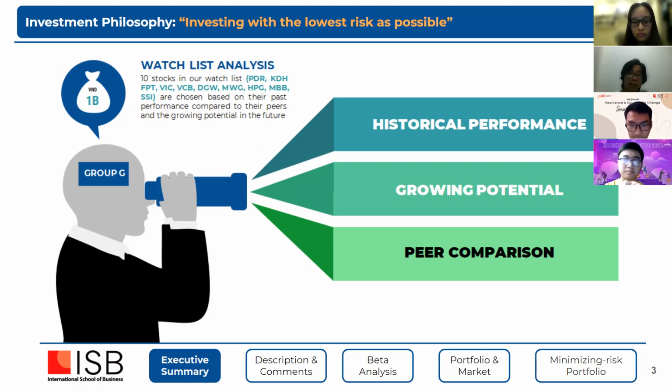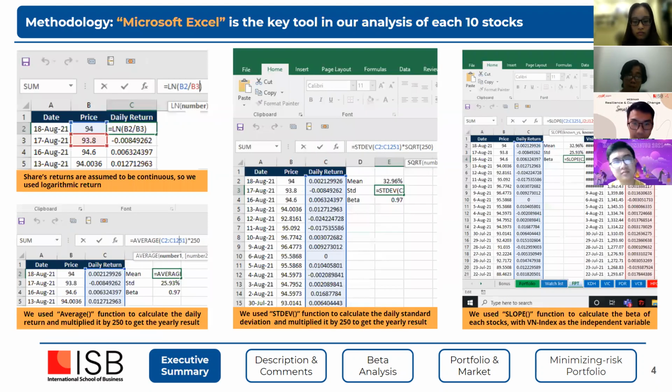And regarding the beta coefficients, we use the slope function in Excel with the VN index daily returns as the independent variable. So I think that's enough for the executive summary. Let's segue into our analysis of the 10 stocks in our watch list.